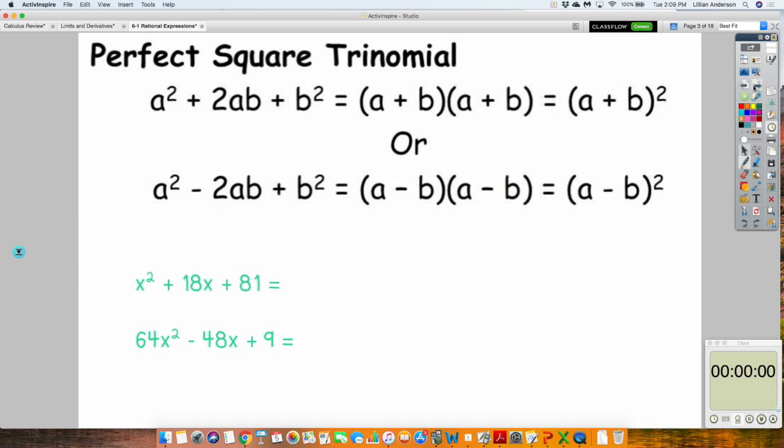Okay? All right. Your last case of your special cases. You have your perfect square trinomials.